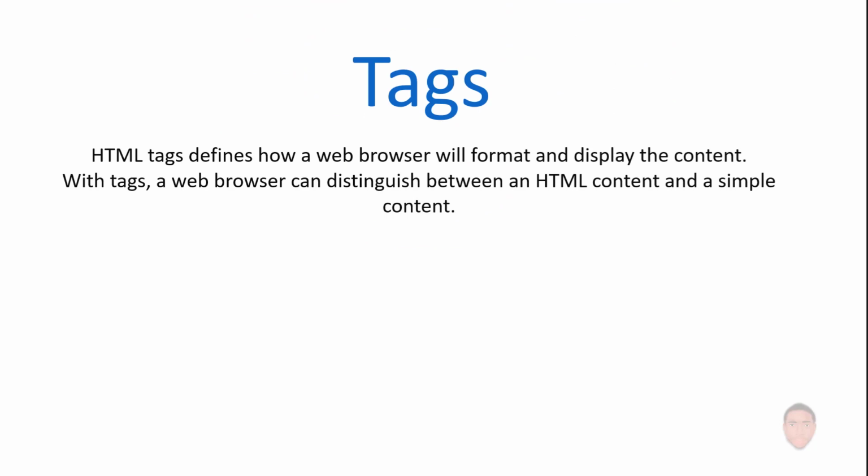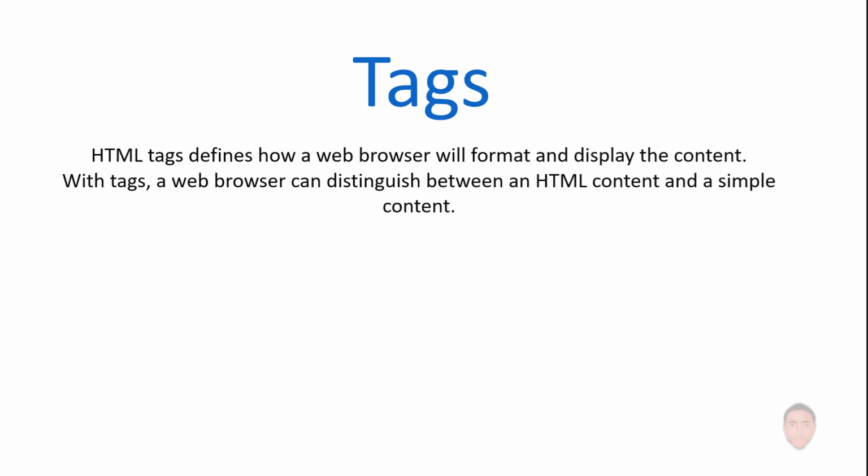So let's look at what tags are. So let's look at HTML tags. HTML tags define how a browser will format and display the content. So when a web browser makes a request for a website, these tags help the browser to know how to display content. So with tags, a browser can distinguish between what is HTML content and what is simple content.